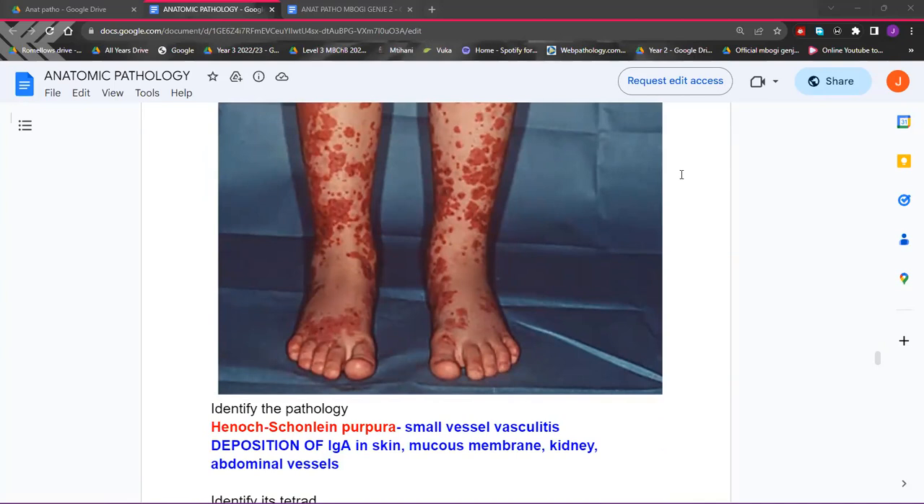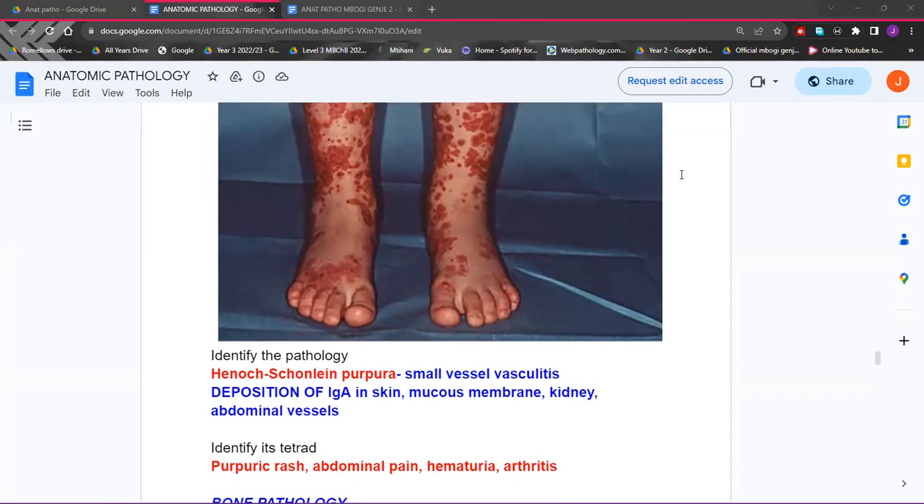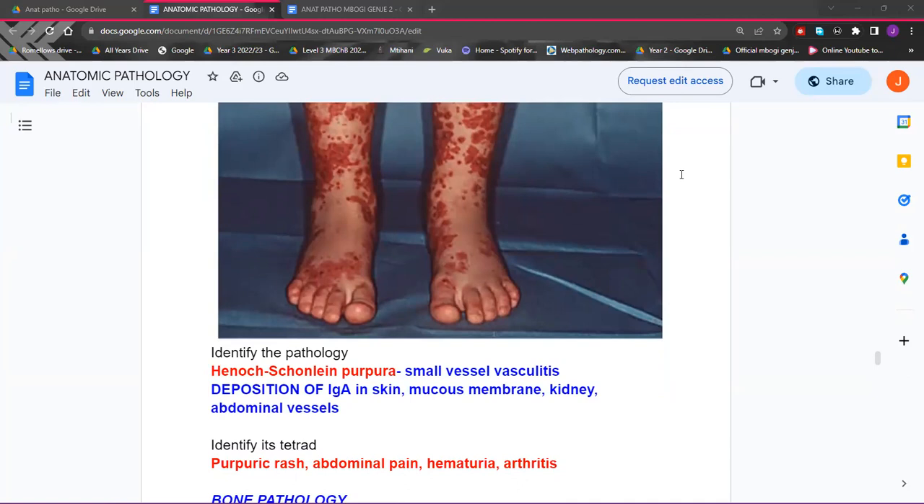Now, identify its tetrad. The tetrad is probably the symptoms, or how it presents, when you have Henoch-Schonlein purpura. We have a pruritic rash, abdominal pain, hematuria, remember this, the kidney being affected by deposition of IgA. You have arthritis, with the synovial membrane being affected by deposition of IgA. So the tetrad includes pruritic rash, abdominal pain, hematuria, and arthritis. Move to the next one.